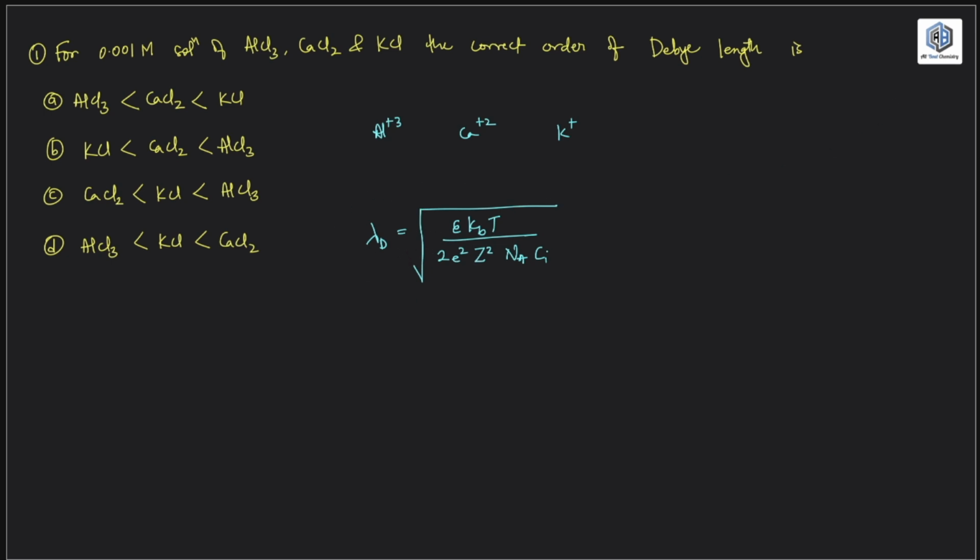So basically, if all the other things are constant, that means temperature is constant and concentration is constant, in that case the Debye length is inversely related to z. Z is basically the charge on the cation, if the anion is the same. So over here you can see that the higher the charge, the smaller should be its Debye length. So according to that, aluminum chloride AlCl3 should have the smallest Debye length, followed by calcium chloride and followed by potassium chloride. So your correct answer should be option number A. Okay, so option A should be the correct option.